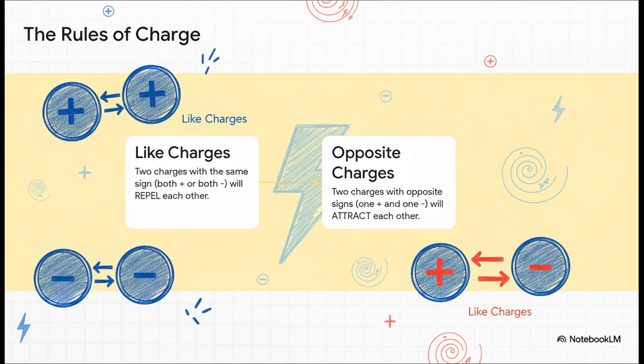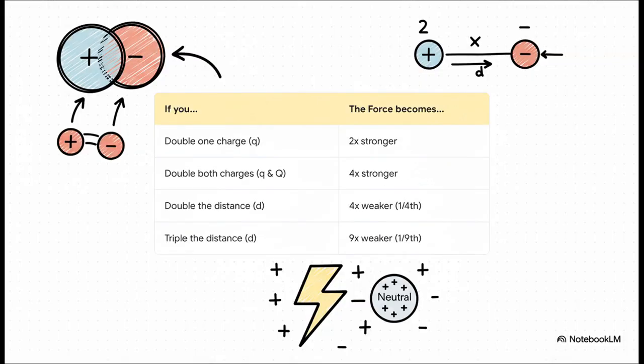If the charges are the same, say 2 positives or 2 negatives, they push each other away. They repel. But if they're opposites, 1 positive and 1 negative, they pull toward each other. They attract. It's really that simple. Opposites attract, likes repel. This table lays it all out perfectly.